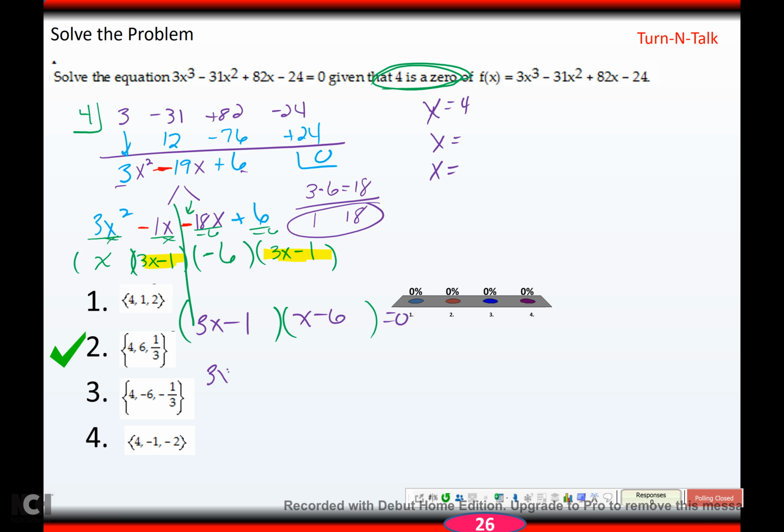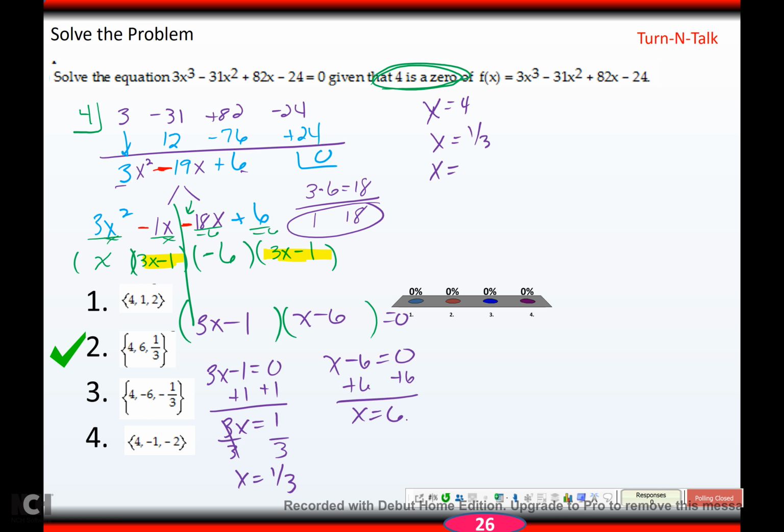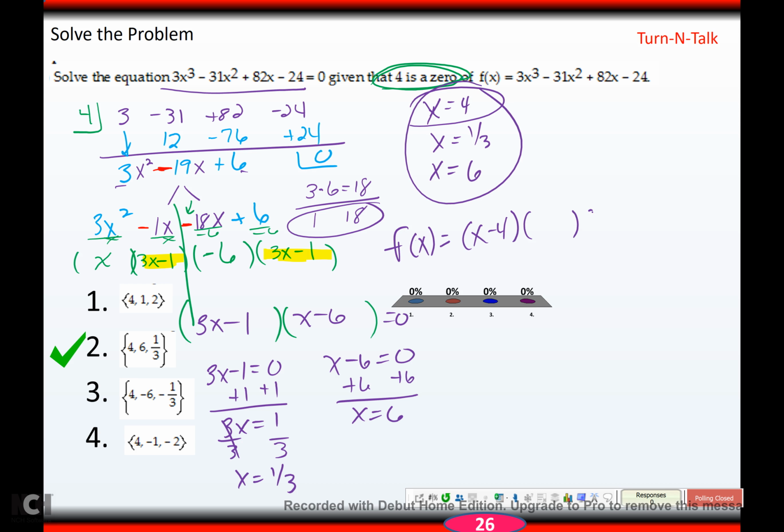So if I set those to 0, 3x minus 1 equals 0, x minus 6 equals 0, add 1, 3x equals 1, divide by 3, x equals 1/3, there's my second one. Add 6, x equals 6, there's my third one. And that's what they asked for. If they asked you for the factorization, this one as a factor would be x minus 4. The other two, back yourself up to where you GCF'd again, are 3x minus 1 and x minus 6.